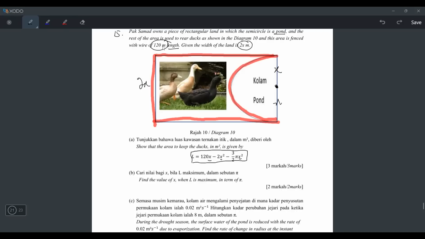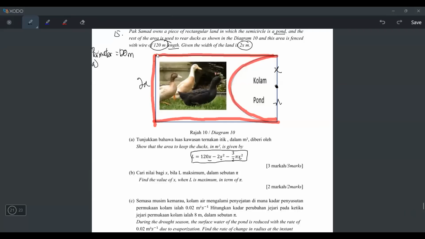Okay, first of all, we need to use the perimeter info. We need to start from the perimeter info. So perimeter equals to what? 120 meter. But what they want us to show now is that the area is equal to this one, right? But before I start to find the area, I need to start from the perimeter information.